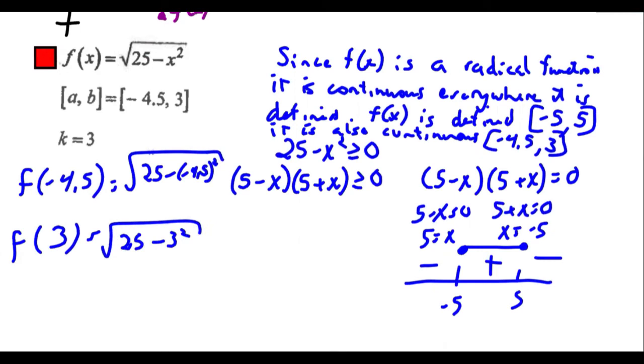So what did you get for negative 4.5? So negative 4.5 squared, and then 25 minus that answer. I got 4.75. And that's minus square. Oh, sorry, I didn't square root. Thank you. I just wrote that as a square root.